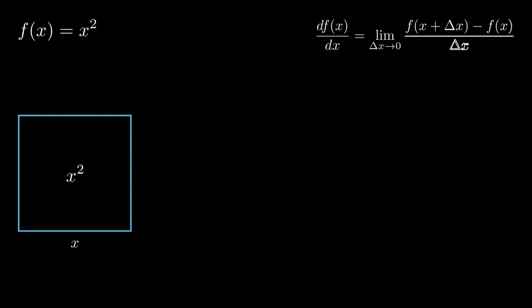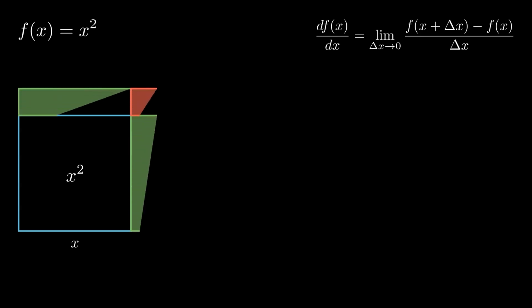Now, let's recall the definition of a derivative. The derivative of f of x with respect to x is the limit as delta x approaches 0 of the difference f of x plus delta x minus f of x, all divided by delta x. To understand this geometrically, we extend our square by delta x on the right and on the top. This creates two green rectangles, each of area x times delta x, and a small red square in the corner with area delta x squared. We can now see how the algebra works.